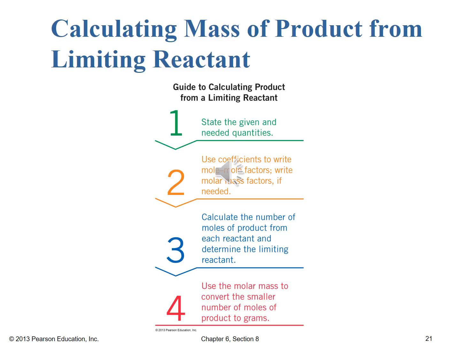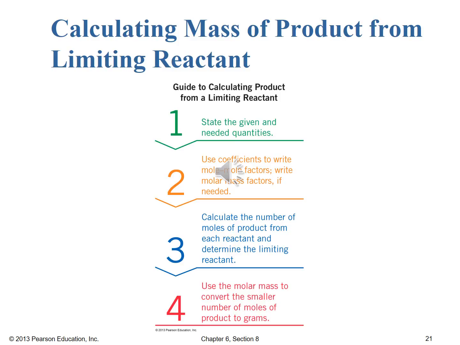All right, so what we just did together, now we see it in the more typical guide form. One, state the given and needed quantities. So typically we're given either moles or mass of the reactants, and either moles or mass of the product is what we're looking for. We use coefficients in step 2 to write those mole factors and to write molar mass factors if needed, and sometimes you'll need them. In this previous example we didn't, but in the future we might.